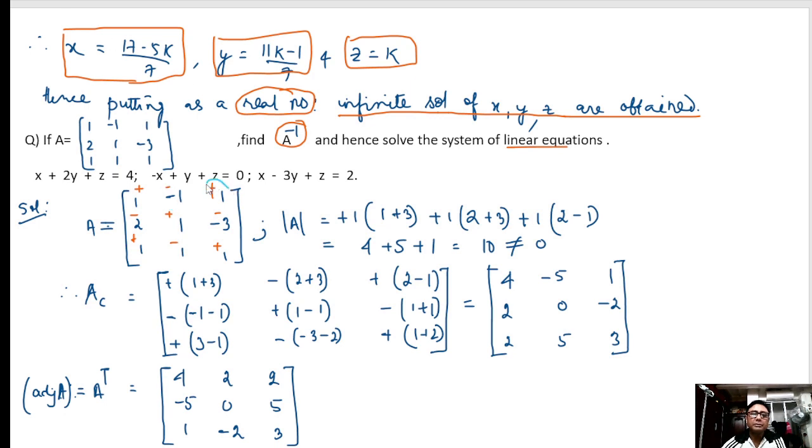Now for this position, which has a plus sign, I will take 2 minus 1 with a plus sign. Now for this position, which has a minus sign, I will take minus 1 into 1 and this in 1 into 1. Okay, so here is this, and for this position I will take 1 into 1 minus 1 into 1.